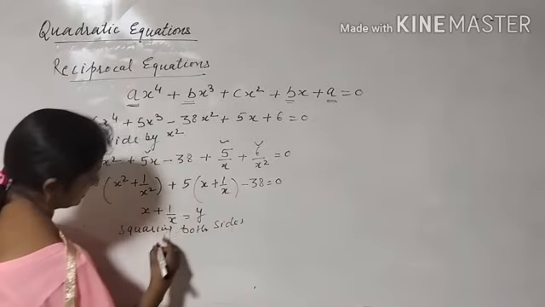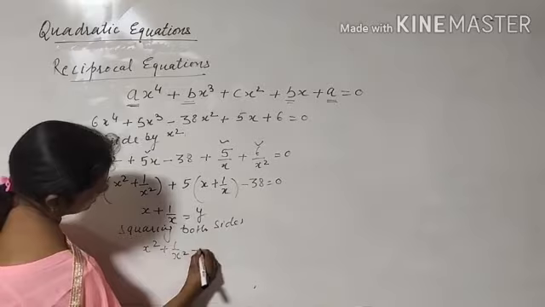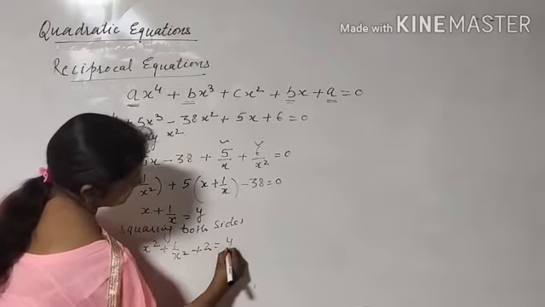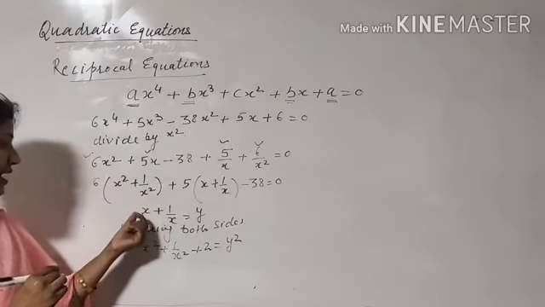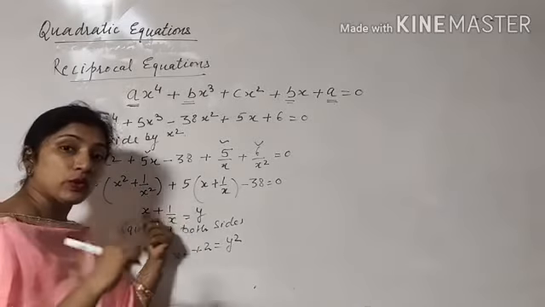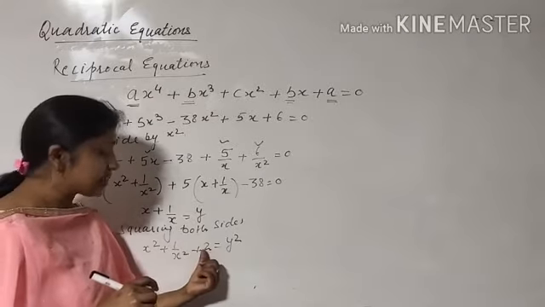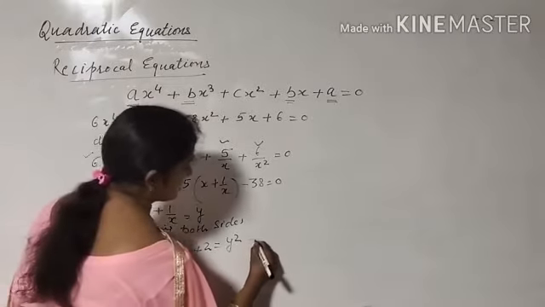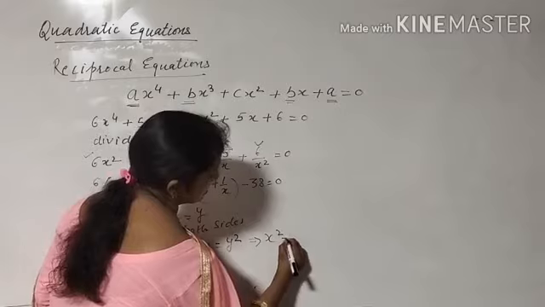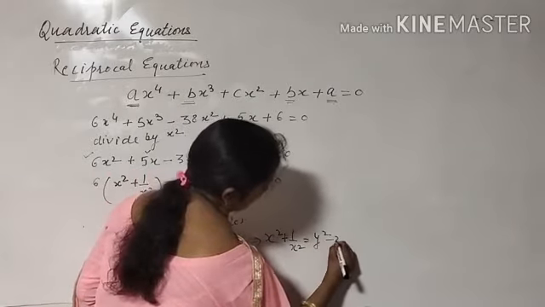We get x square plus 1 by x square plus 2 is y square. When you square, it will be x square plus 1 by x square plus 2 into x into 1 by x. X will get cancelled and it will be 2. And from here, we get the value of x square plus 1 by x square as y square minus 2.